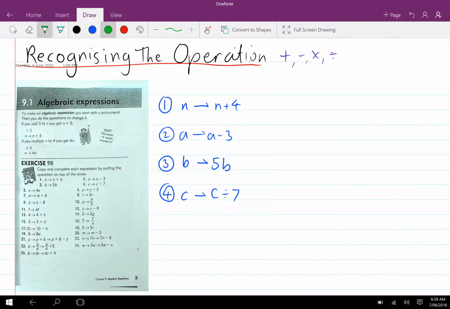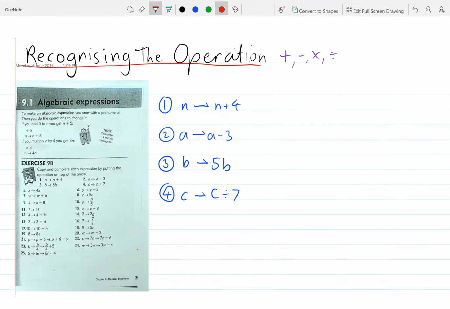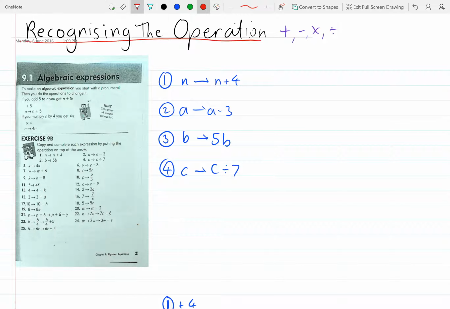Okay, and the first question you might ask yourself is, what's an operation? In maths, an operation is just the general term for these operations: plus, minus, times, and divide. So every time you plus, you're doing an operation. Every time you minus, you're doing a different operation. Every time you times, you're doing a different operation. And every time you divide, that's another operation. And all of those are the 4 operations.